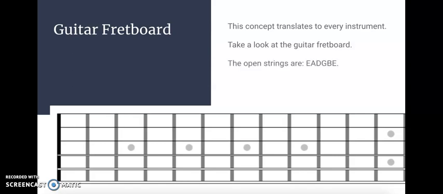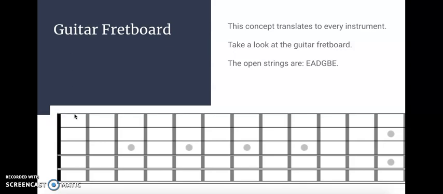The open strings from the lowest one on the bottom right here, going upward, are E, A, D, G, B, E. So E is down here, A, D, G, B, and E. And if you put a finger on any one of these frets and then pluck or strum the string, it will raise the pitch by a half step.